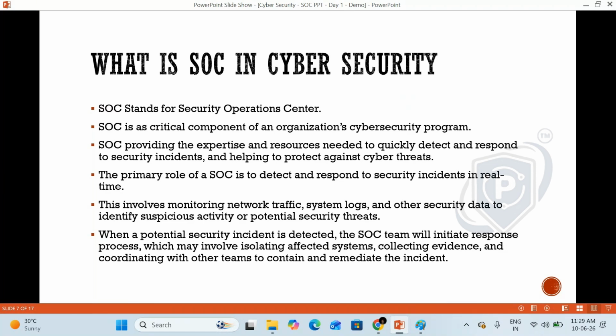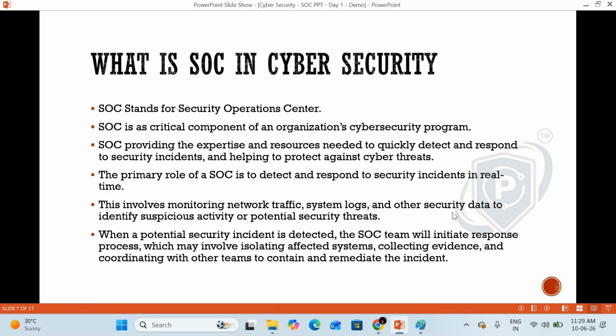This is actually happening with the SOC team. So the main activities we are doing is to quickly detect and respond to internal and external attacks that happen in the organization. For doing these operations, the SOC team is always involved in advanced monitoring of traffic, system logs, and other security data.